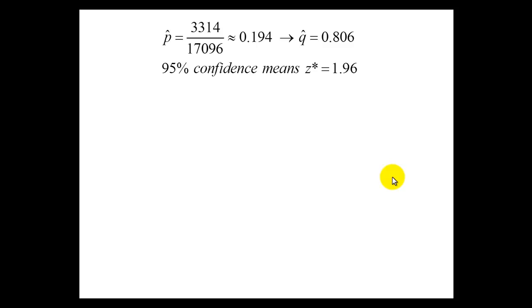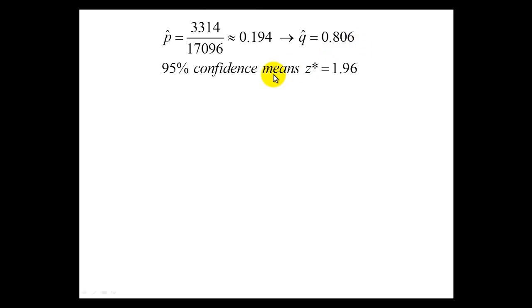Okay, let's proceed. What you see that I did here at the top of the screen is that I took the 3,314 students who qualified as binge drinkers and divided by the total number that they surveyed. This works out to just about 0.194. So 19.4% of students qualified as binge drinkers. The complement of that is 0.806, or 80.6% were not considered binge drinkers.